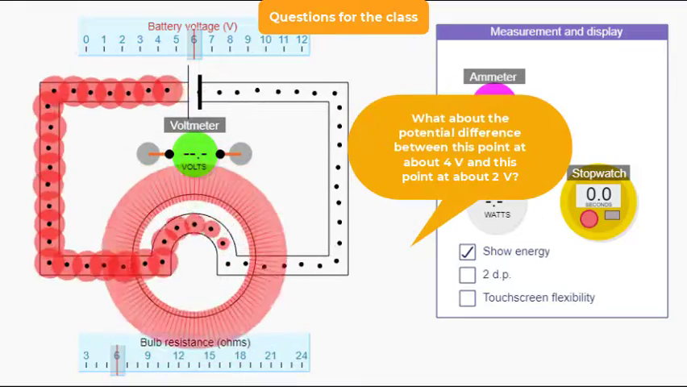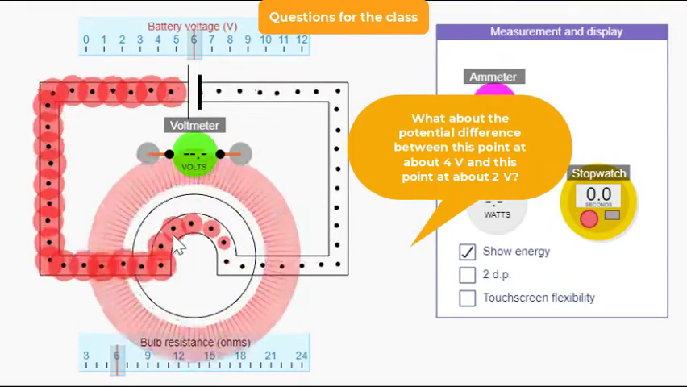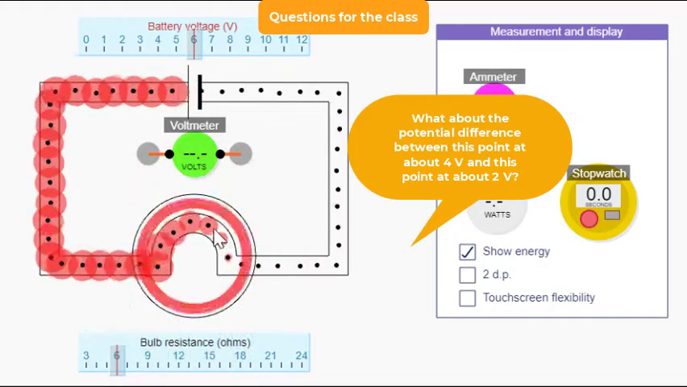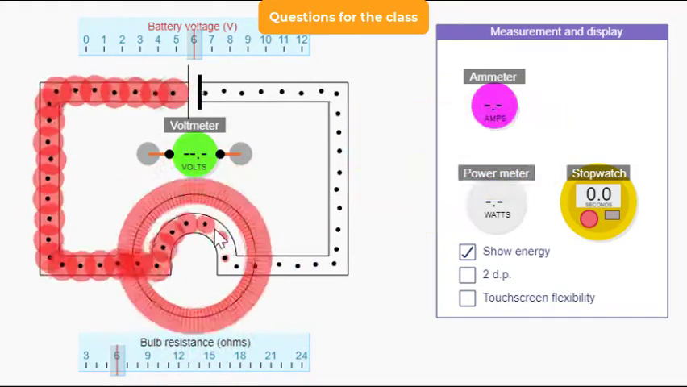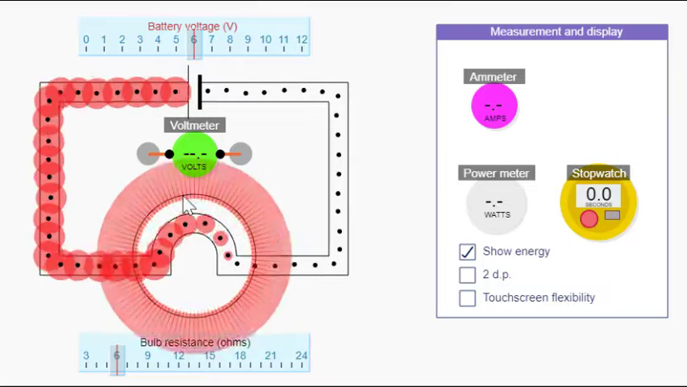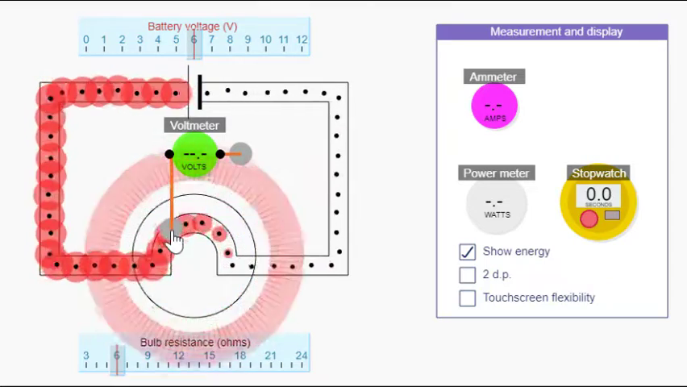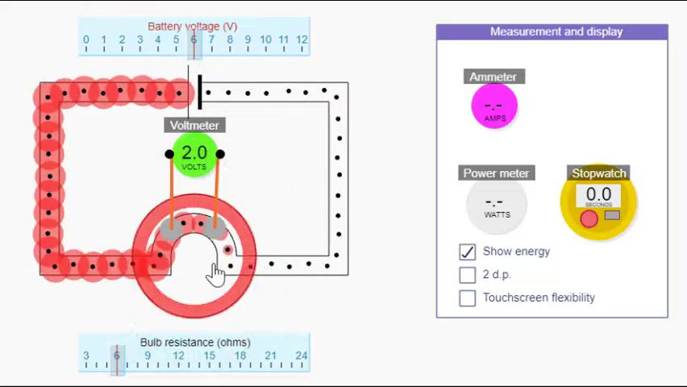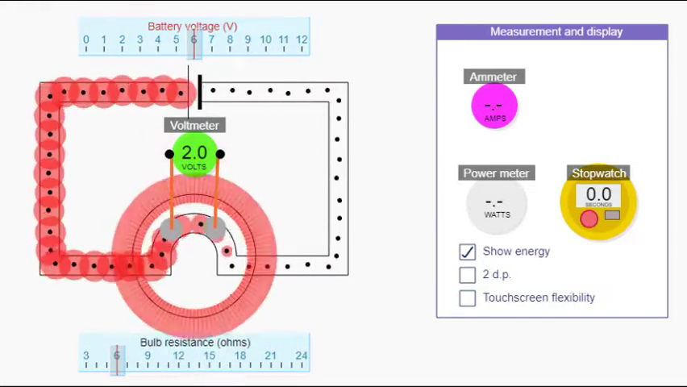What about the potential difference between this point, which is at about 4 volts, and this point, which is at about 2 volts? Well, it should be 4 volts minus 2 volts, which is 2 volts.